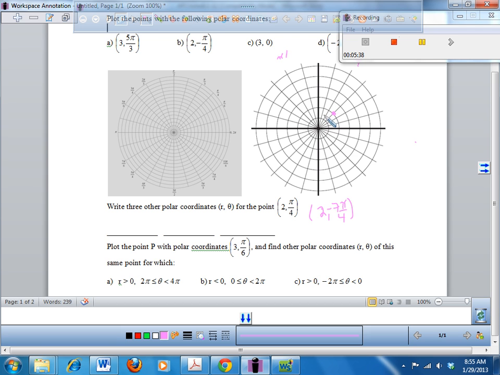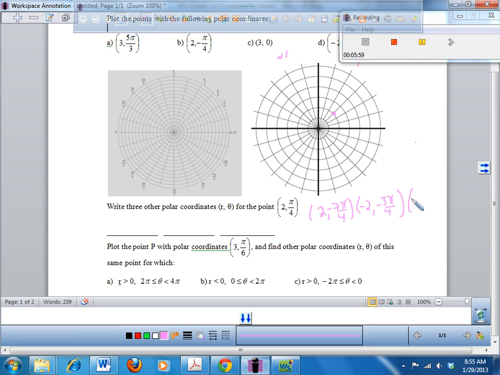What's another way I could get there? Negative 2. Yes. Negative 2 what? Negative 3 pi over 4. Good. Yes. Negative 2, negative 3 pi over 4. Oh, that's what you said the first time?